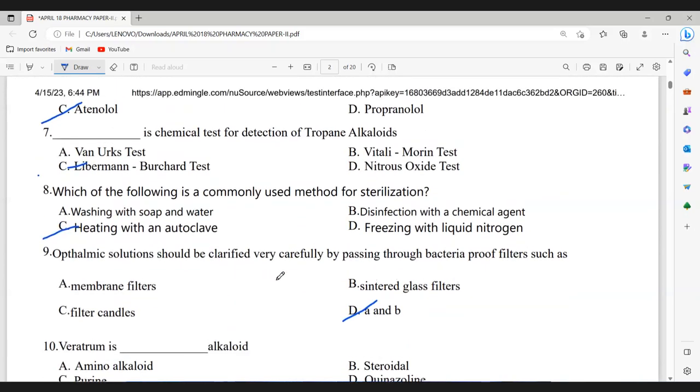But note down the pore size. Pore size is 0.45 to 1.2 microns.